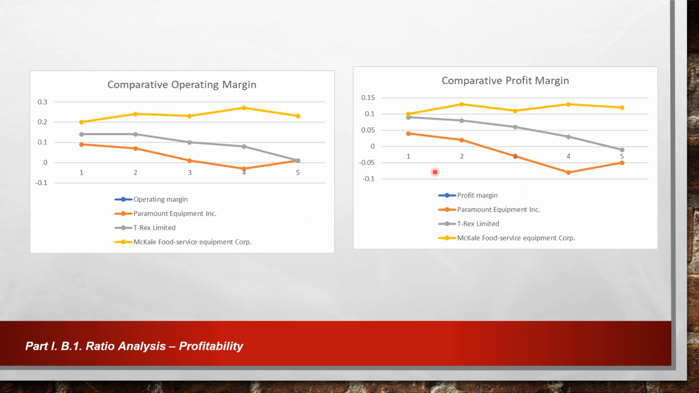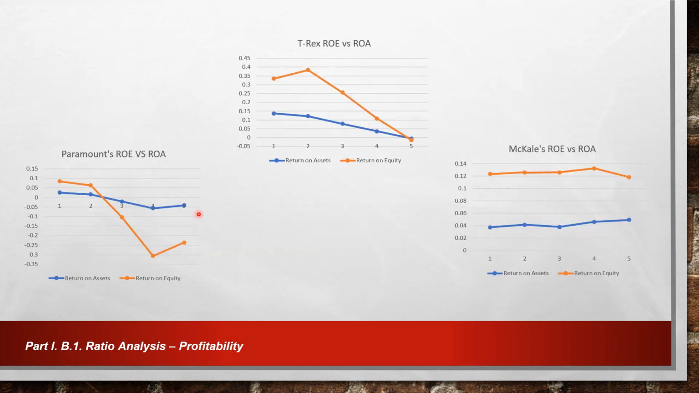Profitability-wise, McHale, the yellow one, is the lead among the three in terms of operating margin and profit margin. Also, if we compare their financial leveraging, Paramount is suffering from negative financial leverage starting 2007. The blue is at the top, while the red, the return on equity, is plummeting. As compared to T-Rex and McHale, where the red is on top, it means their leverage is positive, their use of debt actually benefits the return on equity.